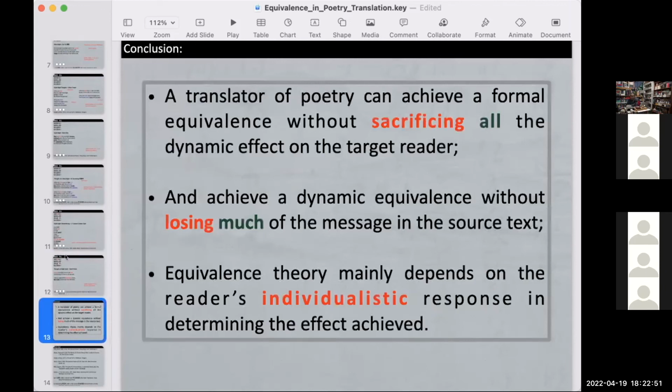So what I wanted to say is that a translator of poetry, of course poetry is the most difficult type of translation, can achieve a formal equivalence without sacrificing all the dynamic effect on the target reader, and achieve a dynamic equivalence without losing much of the message in the source text. Equivalence theory mainly depends on the reader's individual response in determining the effect achieved. It depends on you and how you will like it.